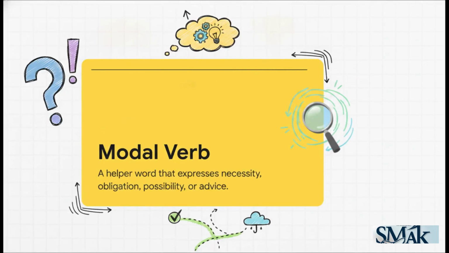Instead of just stating a plain, boring fact, a modal expression is used to show things like necessity, obligation, possibility, ability, permission, or advice. Some classic examples from our source text include words like can, could, should, must, and of course, the absolute star of our explainer today, have to. They attach themselves to a main verb and instantly change the entire tone of the sentence.